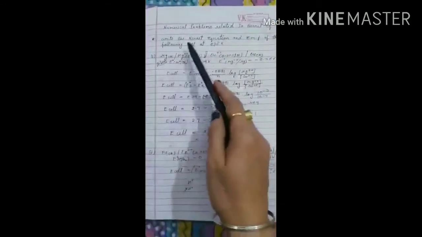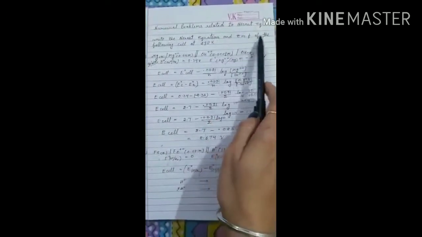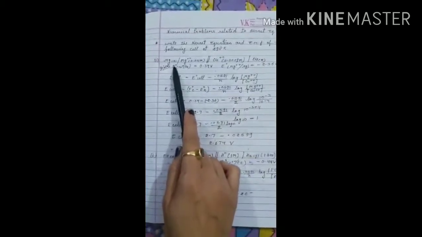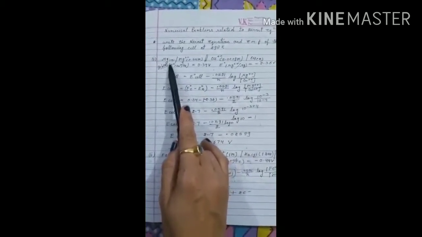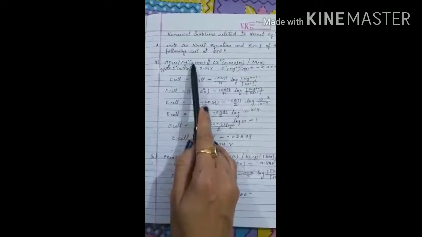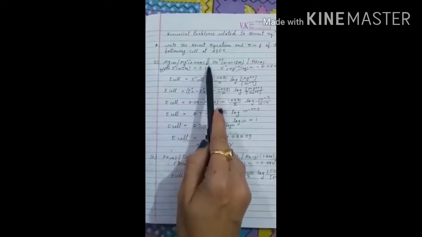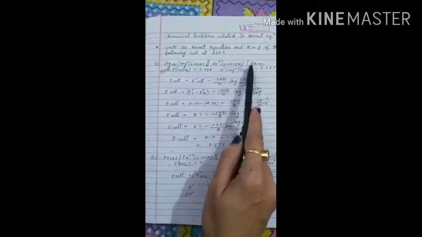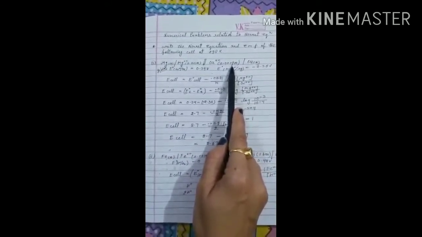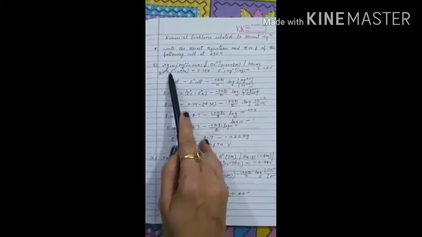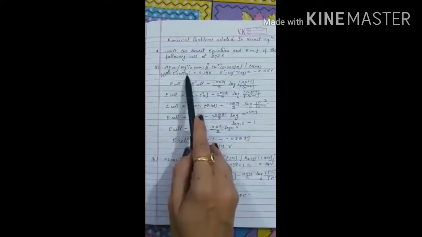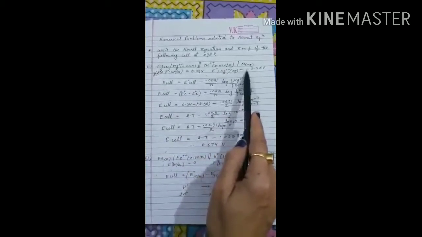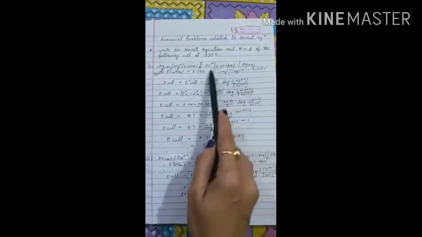Our first question is to write the Nernst equation and EMF of the following cell at 298 Kelvin. First of all, focus on the question I have written. Mg, which is going to be oxidized, has its molar concentration written. This is the sign for the salt bridge. Copper 2 positive, which is going to be reduced, has its molar concentration written here. The given terms are: E naught of copper is 0.34 volt and E naught of magnesium is negative 2.36.